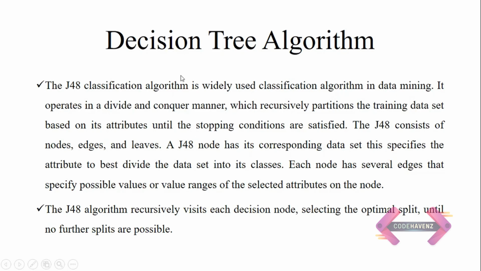It will basically select a root node, then it will make the edges of that root node based upon their possible values, and the tree is recursively grown, selecting the optimal split until no further splits are possible. That means it will generate the decision nodes based upon some decision conditions until it gets the class label for that particular instance.